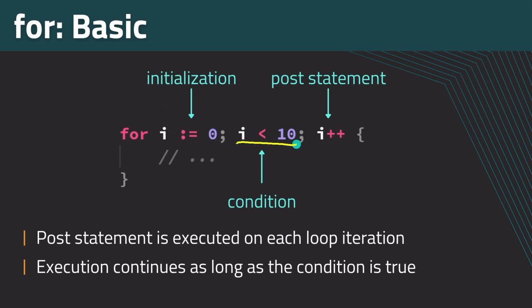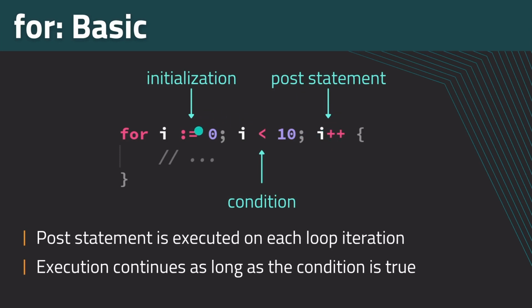Our condition portion of the loop will be checked before every iteration. So what's going to happen is we'll create this variable I. It's then going to be checked to see if it's less than 10. And if it is, we're going to enter into this loop, and all the code in here will get executed. Once execution completes, we'll go back up to this post statement, and I will be incremented by using the ++ operator. ++ just adds 1 to I.